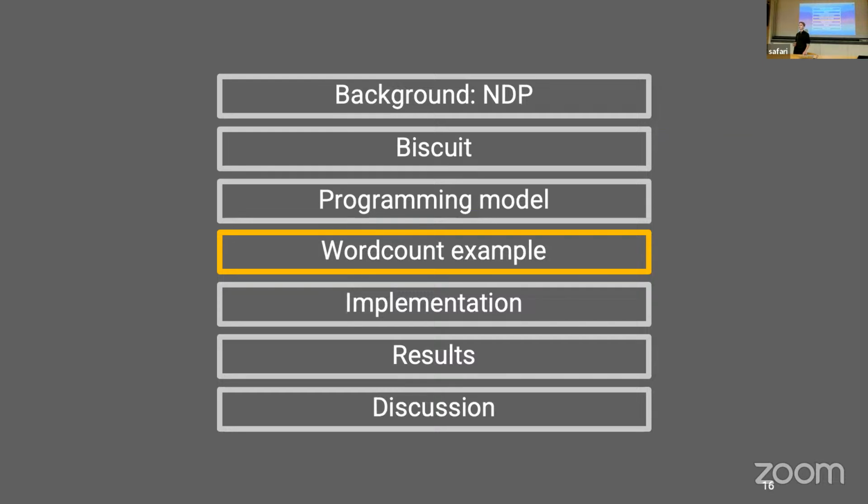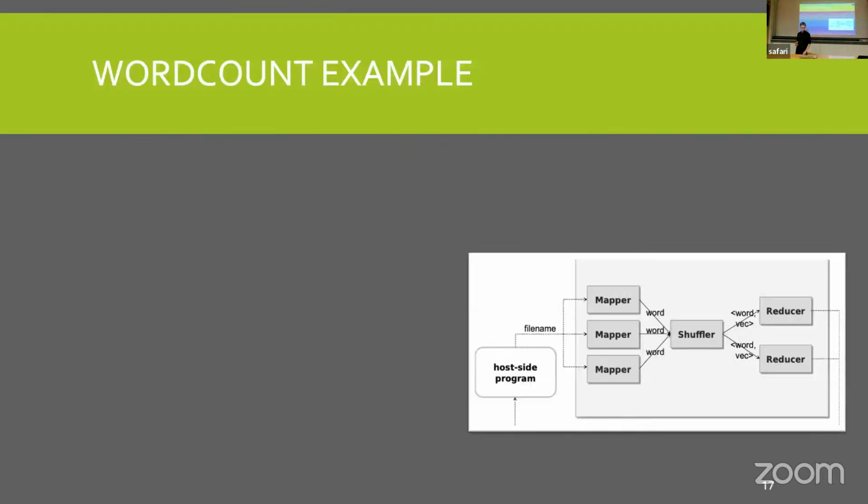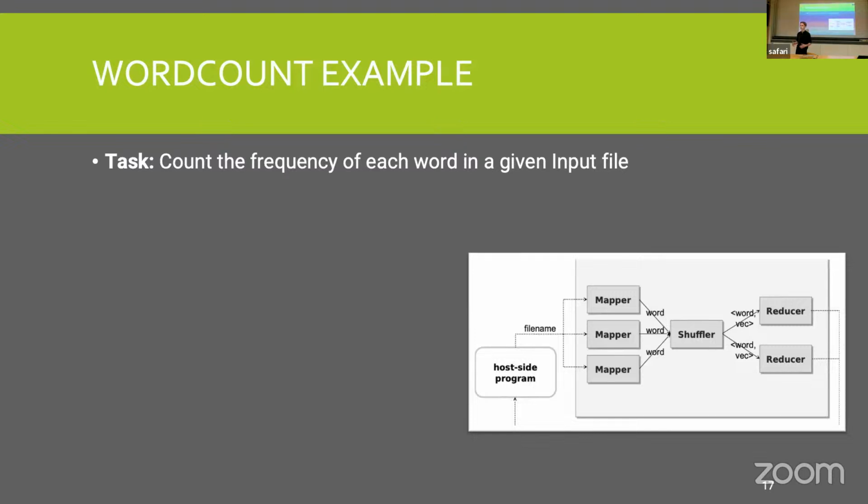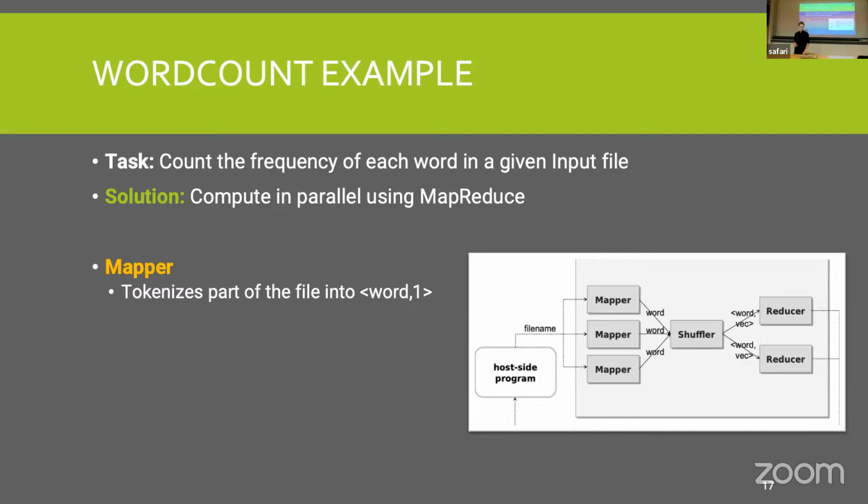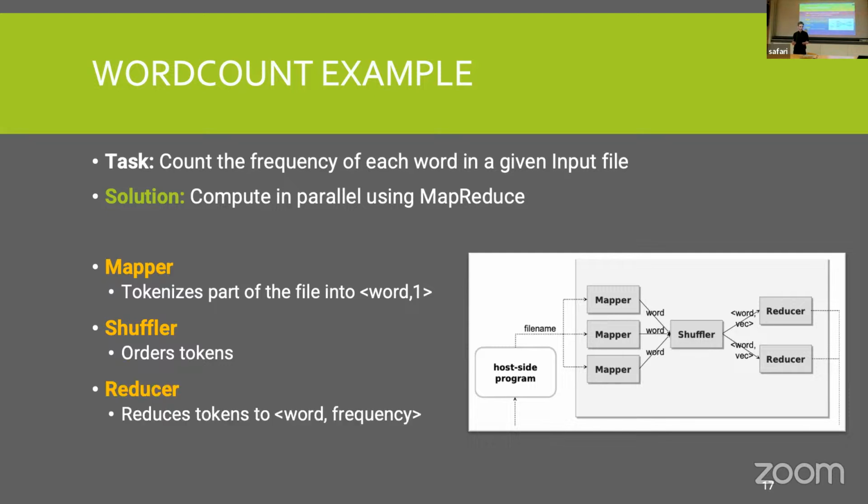So let's have a look at a concrete example. I'm sure you're familiar with it. The problem is you have a file with words and you want to count the frequency of each word appearing. So how many times does this word appear? One solution is to compute in parallel using a map-reduce approach. You have a mapper that tokenizes part of the file into word-frequency 1 pairs, assigning to every token first a frequency of 1. Then you have a shuffler which orders these tokens. And lastly, you have a reducer which reduces the same word-frequency 1 pairs into a single word-frequency pair. And then you have your solution.